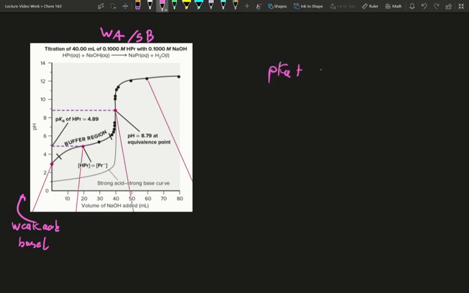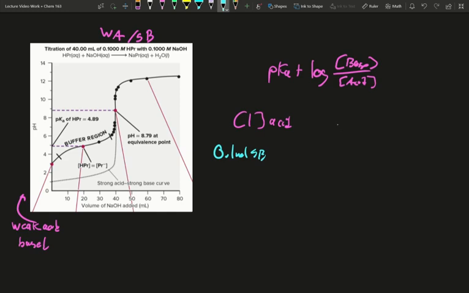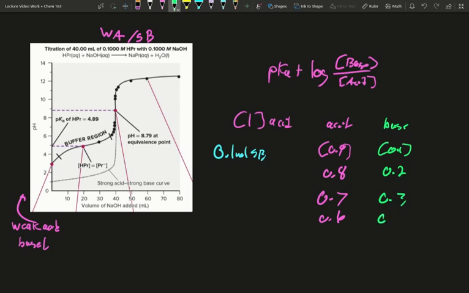Your pKa plus the log of your base over your acid. Well, say we had like 1 molar acid to start with. As you add, say, 0.1 mole of strong base, well, what that's going to give you is an acid concentration that goes down: 0.9, 0.8, 0.7, 0.6. That's going to give you a weak base concentration that goes up: 0.1, 0.2, 0.3, 0.4.